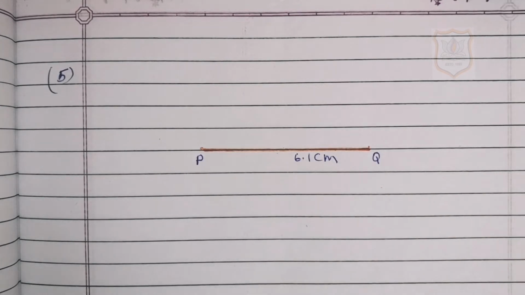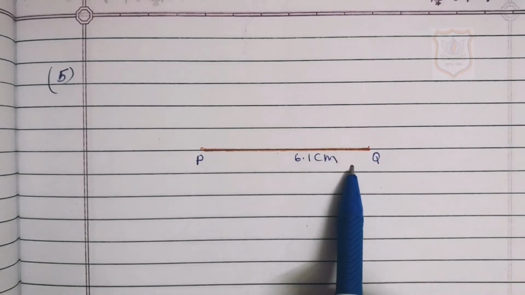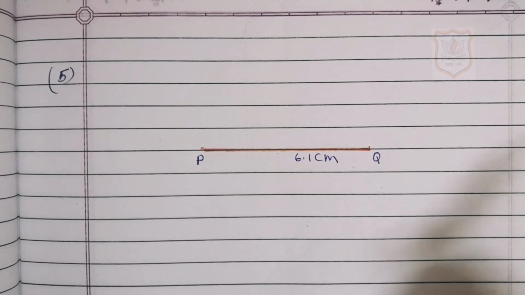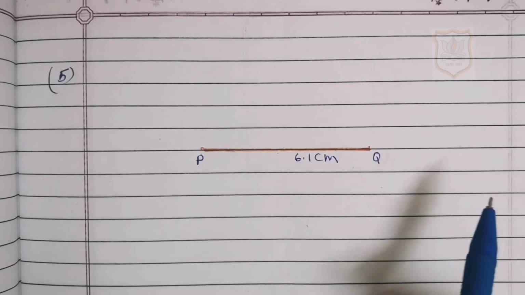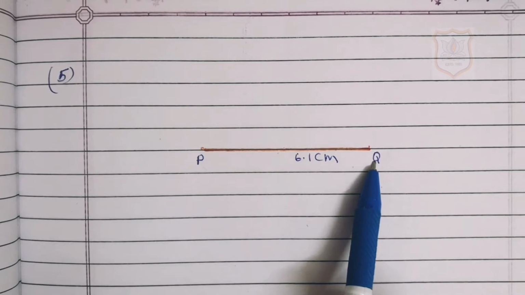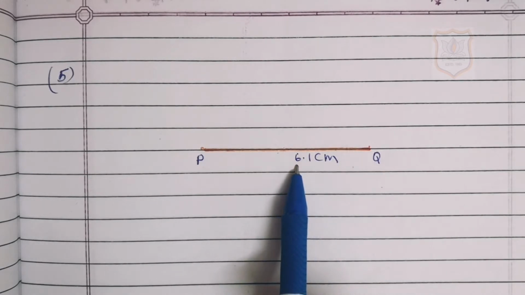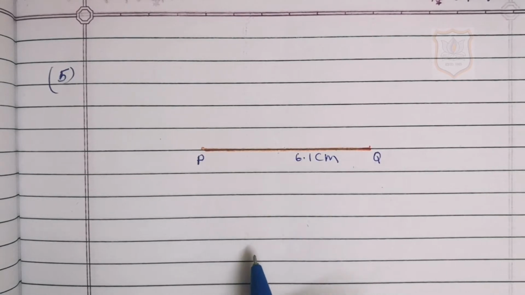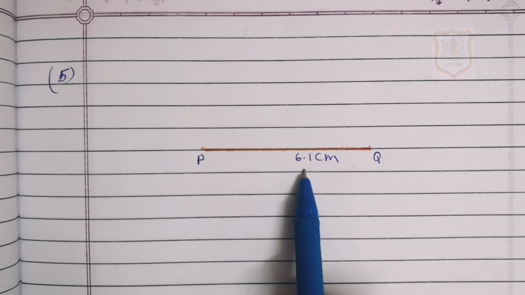Now step number 2 is we have to construct a perpendicular bisector XY of the line segment PQ. Now as I explained you earlier, to construct a perpendicular bisector we have to take radius more than half of the length of this line segment PQ. Here the length of line segment PQ is 6.1. So we will take radius more than 3 centimeter.